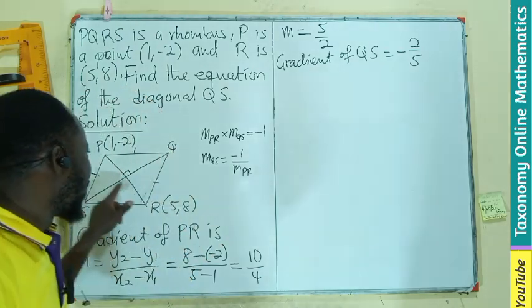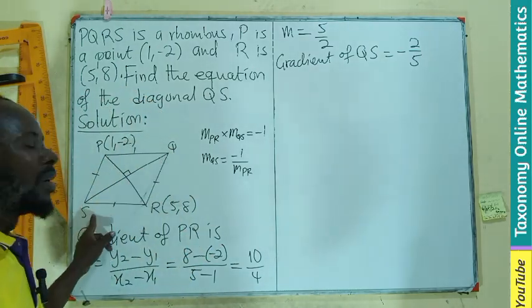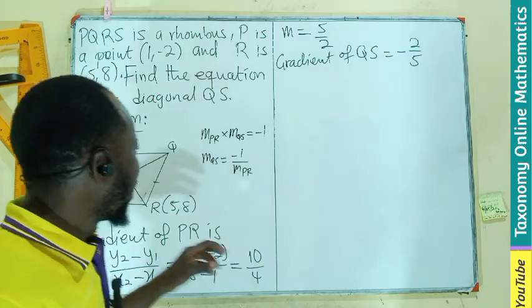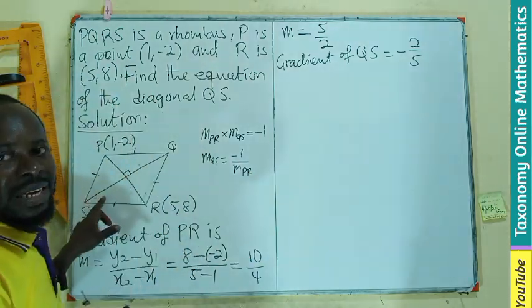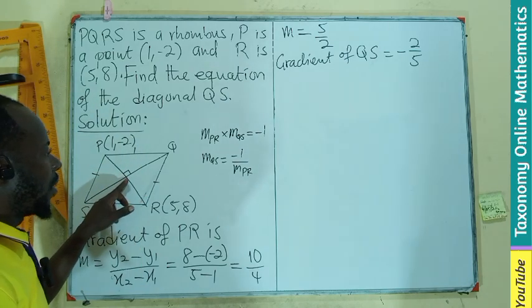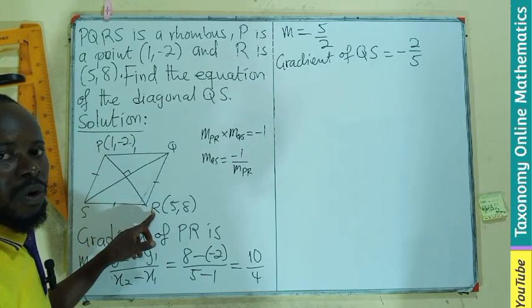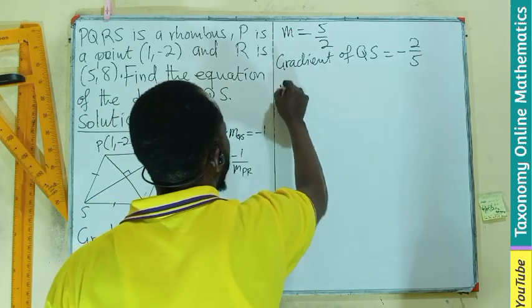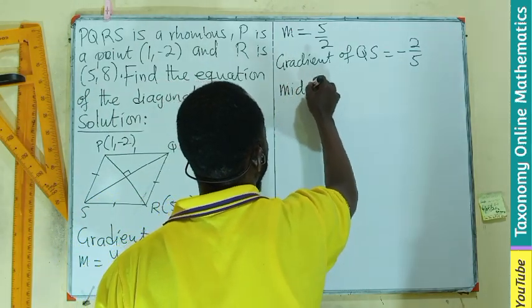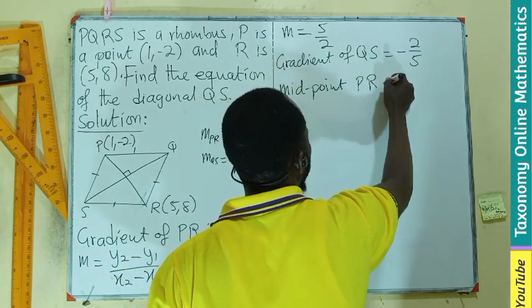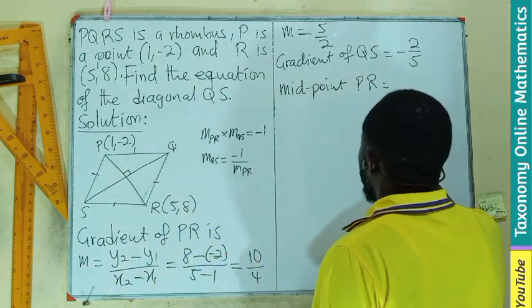Now we have the gradient of the line QS. Now we need a particular point on the line. Any point at all that can be sitting on this line. And the only point we can find is the center, which is the midpoint of PR. So we need to find the midpoint of PR.